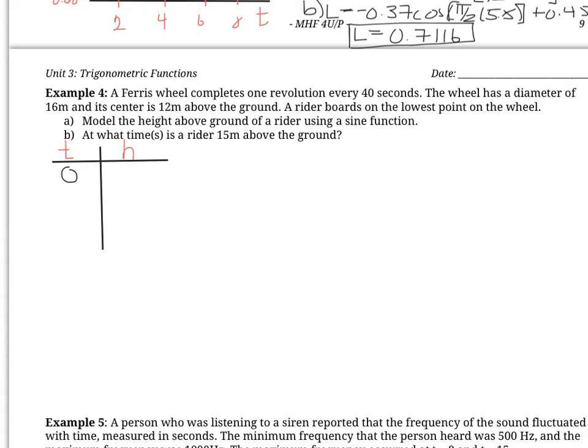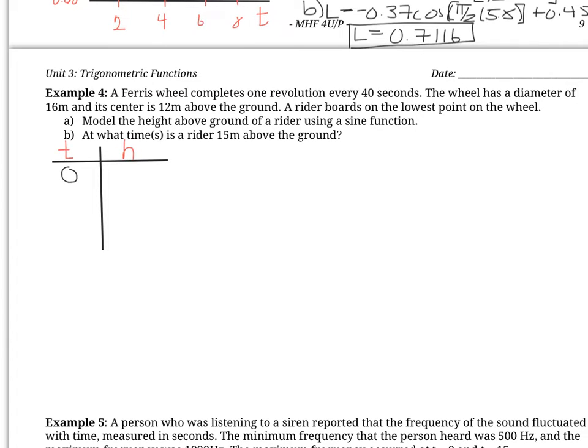Let's go back and read this. A Ferris wheel completes 1 revolution every 40 seconds. So that's the length of our cycle. That's our period. The wheel has a diameter of 16 meters and its center is 12 meters above the ground. Does that mean 12 is our minimum and 16 is our maximum? Well, draw a quick sketch if you need that to help you.